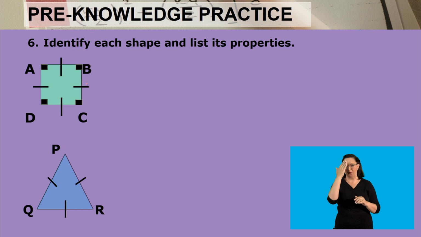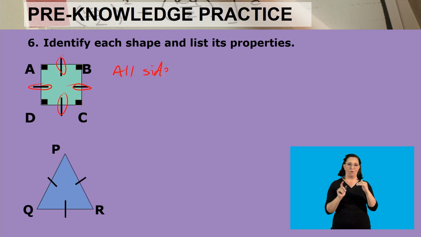How do we know that it's a square? Because the markings on each side of the square are equal. Because the markings are the same, therefore this makes it a square. So all the sides are equal. That's one property that we know. All sides are equal.